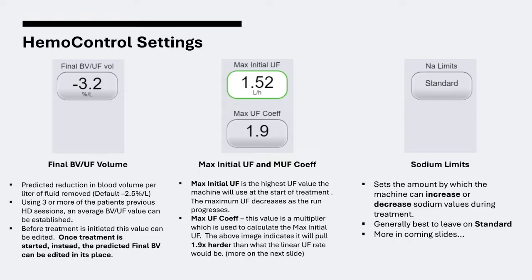So normally what you would do to input this value is you would use 3 or more of the patient's previous hemodialysis sessions and determine the average blood volume reduction per liter. So you'd look at their last 3 runs and figure out how much did their blood volume go down by, looking at their final blood volume, and the UF volume that you took. So you can do some simple math and determine this value. So that should be your starting point, and this will change over time.